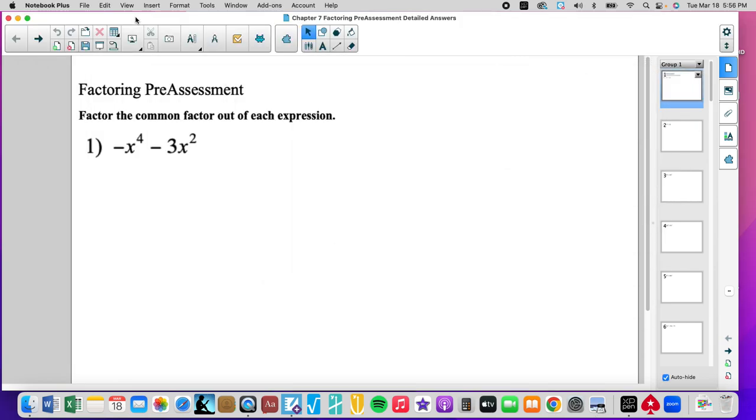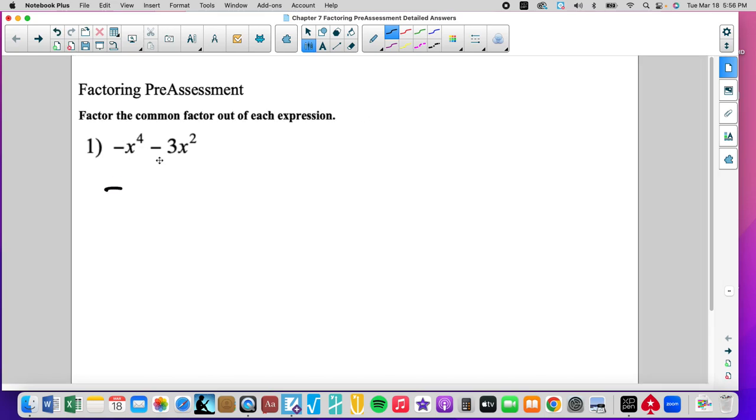So factoring out a common factor, we're looking at the terms, each term individually. When our first term is negative, we have to factor out a negative. When our first term is positive, we have to factor out a positive. So very important for us to determine whether we're factoring out a positive or negative. So we have negative x to the fourth and negative 3x squared. So we can factor out a negative 1, and now we have to see how many x's they have in common. And they have x squared.